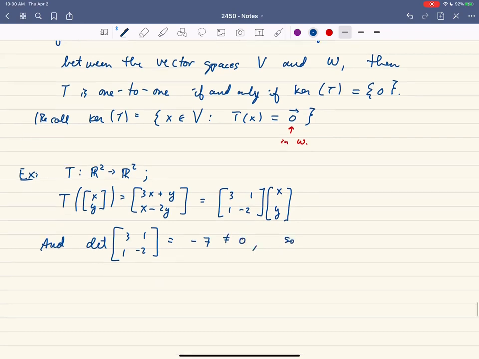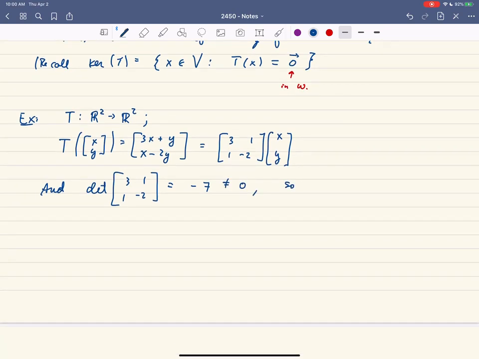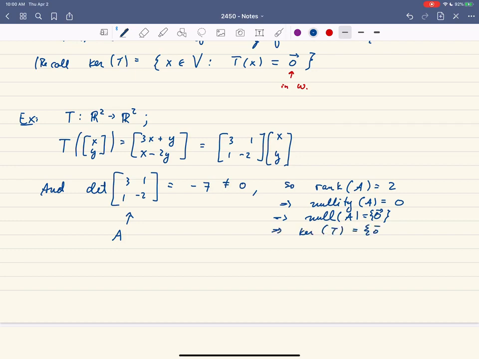So this tells us a few things, and I just want to recall all the equivalencies that we have here. Since the determinant is non-zero, we know that the rank of this matrix, let's call it matrix A, just for convenience, is 2. That means the nullity of A, the dimension of the null space, is 0, which means that the null space of A is just the 0 vector, which means that the kernel of T is also just the 0 vector, right? These are all equivalent definitions. We get all of that just from looking at the determinant.